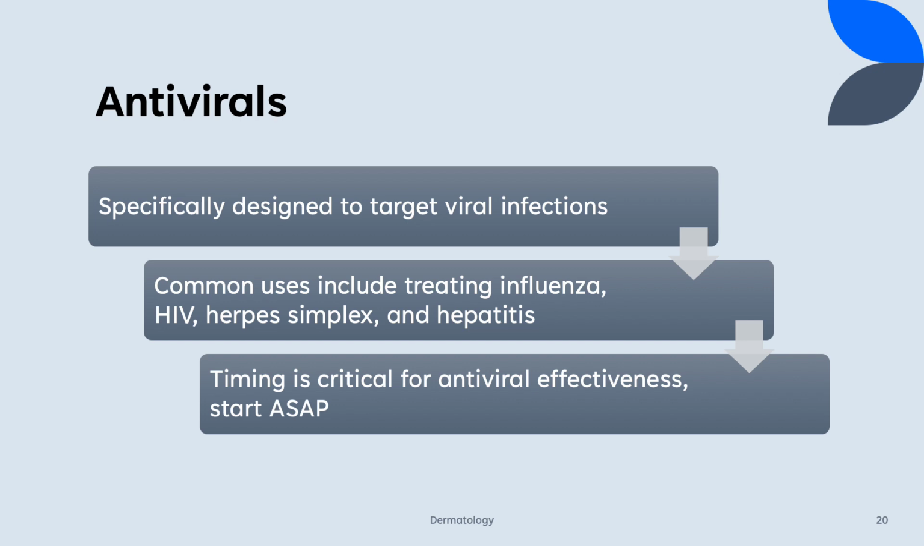Timing is critical for antiviral effectiveness. It is generally recommended to start treatment as soon as possible, ideally within 48 hours of symptom onset for conditions like the flu and herpes. Early intervention can significantly improve outcomes. However, there are some limitations and considerations. The development of resistance can occur, making some antivirals less effective over time. Additionally, side effects can vary and must be monitored.